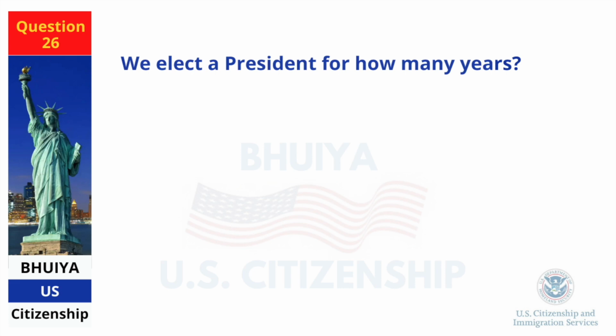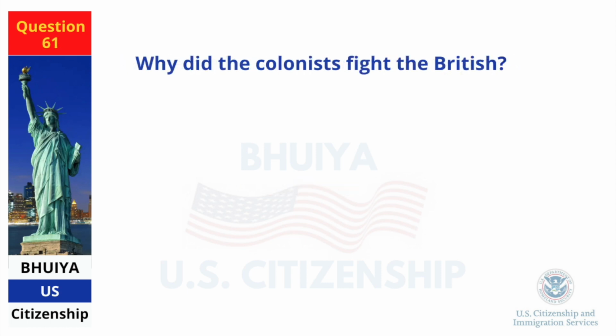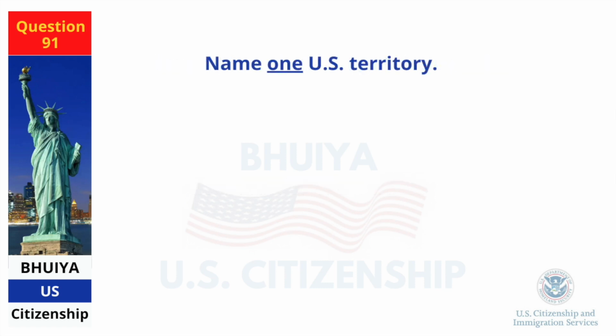We elect a president for how many years? 4. Why did the colonists fight the British? Because of high taxes. Name one U.S. territory. Guam.